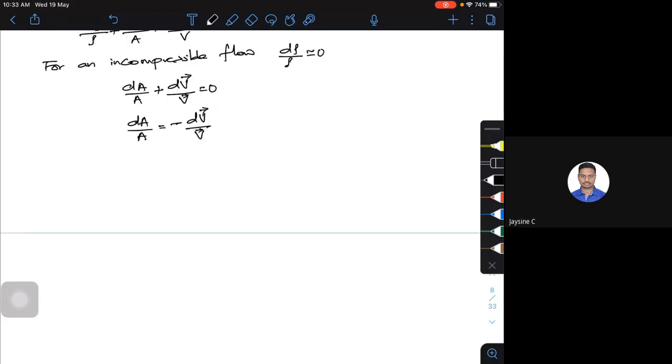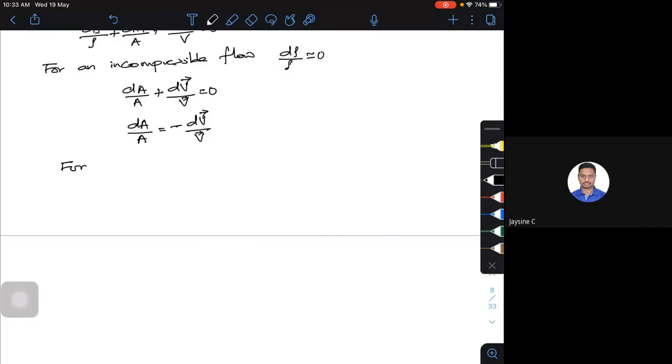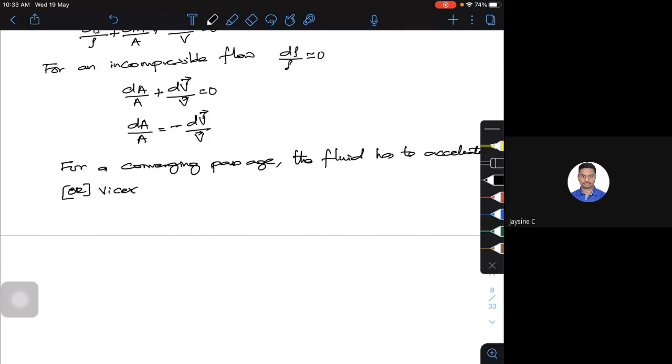So from the above expression, for a converging passage the fluid has to accelerate, because I am handling an incompressible fluid. Or for a diverging passage, the fluid has to decelerate, or vice versa.